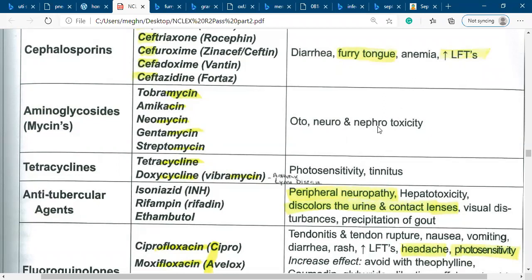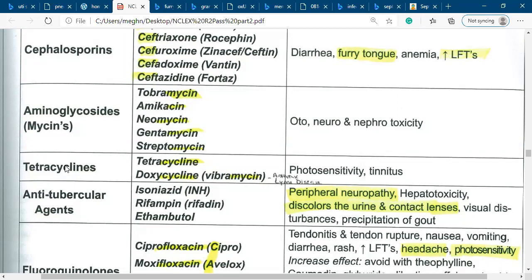Keep in mind, do not give aminoglycoside during pregnancy. So pregnancy is a contraindication of aminoglycoside, also of tetracycline. During pregnancy, no aminoglycoside, no tetracycline, right?